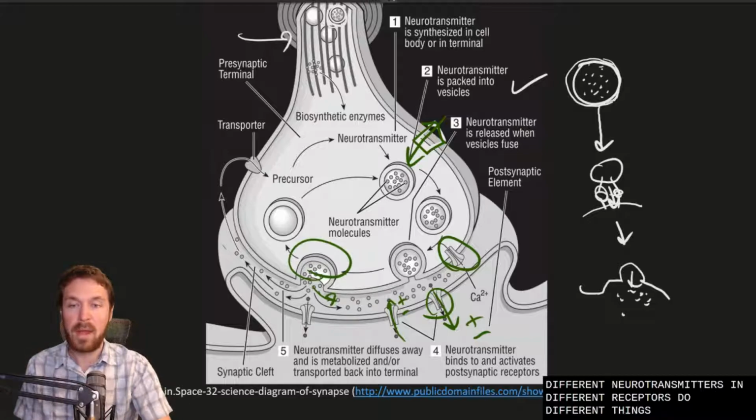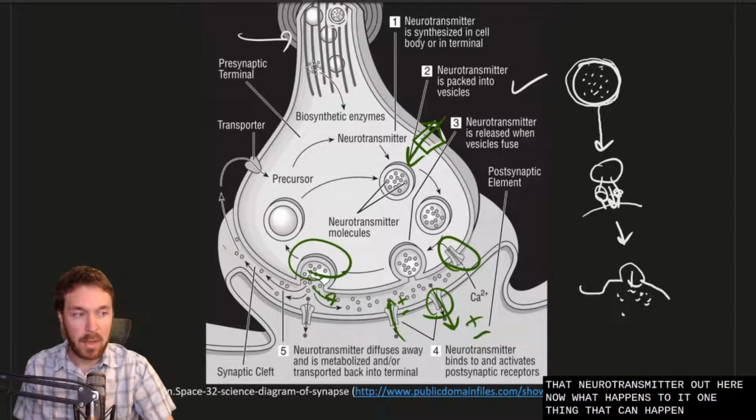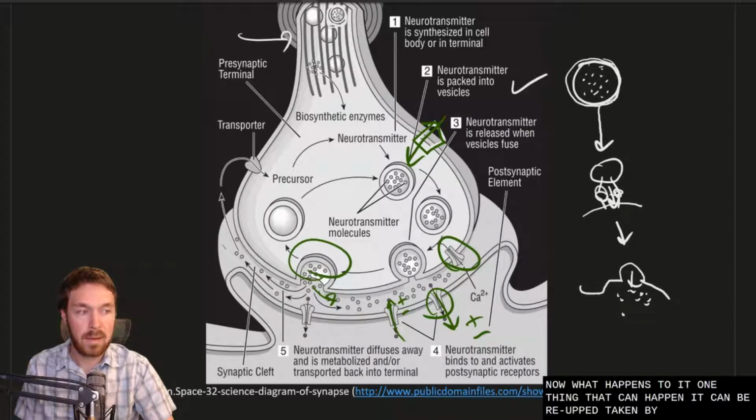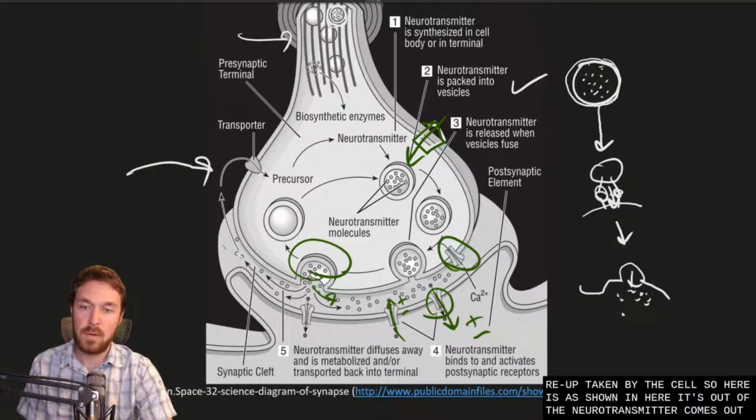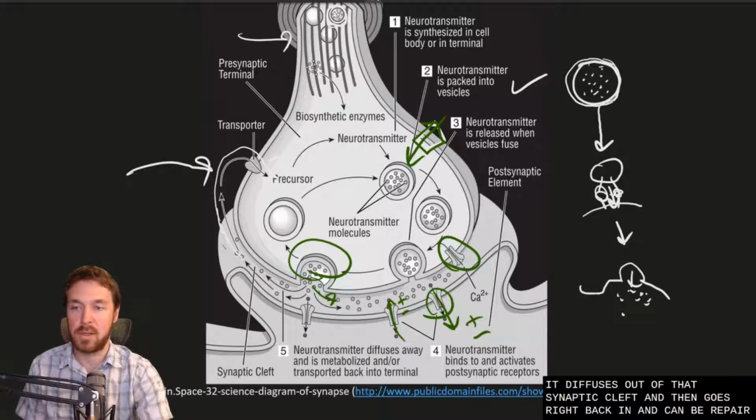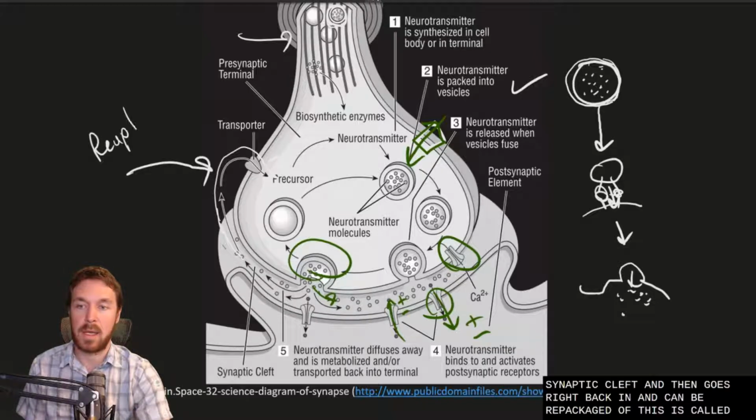So we have that neurotransmitter out here now. What happens to it? One thing that can happen, it can be reuptaken by the cell. Here is showing it. So the neurotransmitter comes out, it diffuses out of that synaptic cleft, and then goes right back in and can be repackaged. So this is called reuptake.